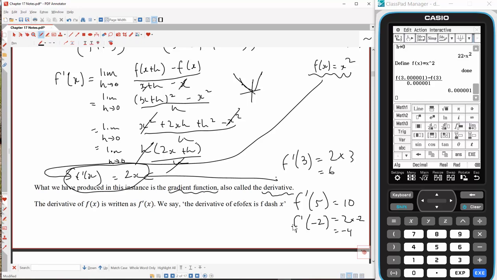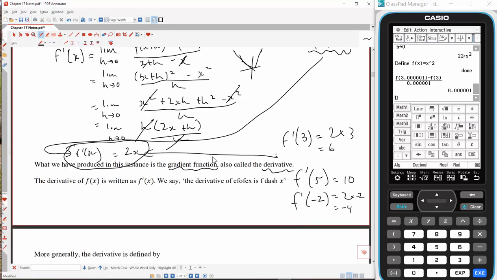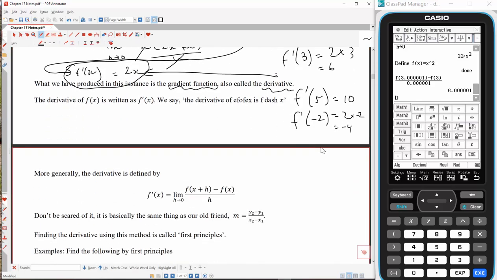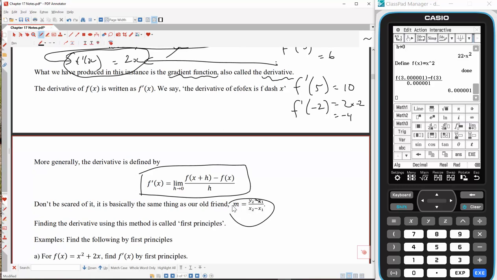Hell yeah, I do. Okay, so what we've found there is called the gradient function, f dash x. Okay, and that's the notation. And more generally, the derivative is defined by this thing here, okay? And I've said here, don't be scared of it. It's basically the same thing as the gradient function, or the gradient formula.